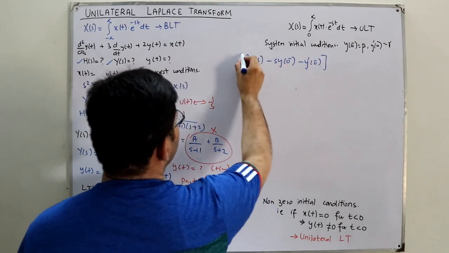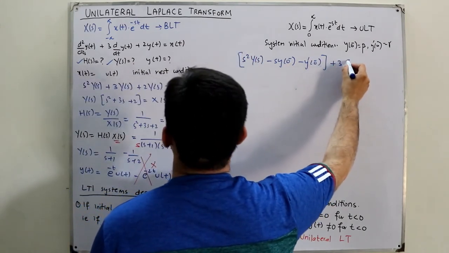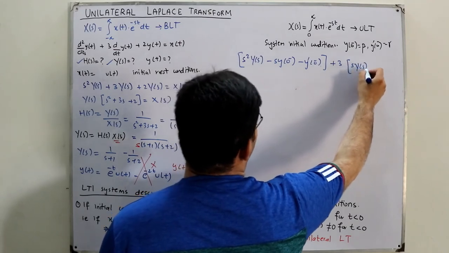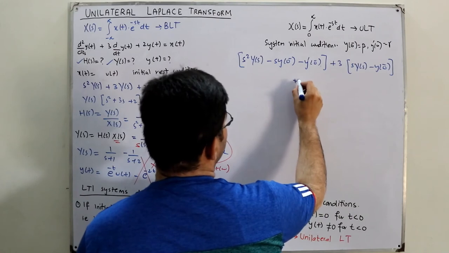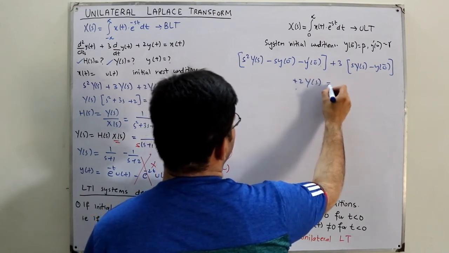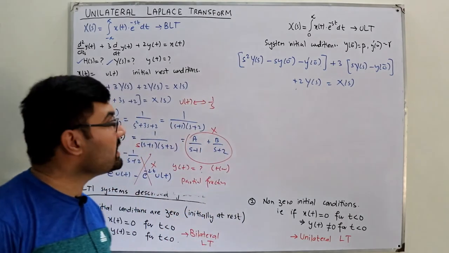Isn't it like this? So please cross check this, okay? And then you have plus 3 times the first derivative, so you have an s times y of s minus y of 0, right? And then you have plus 2 times y of t, so plus 2 times y of s, and this would be equal to x of s. So have a look, you can do it again in the very same manner.